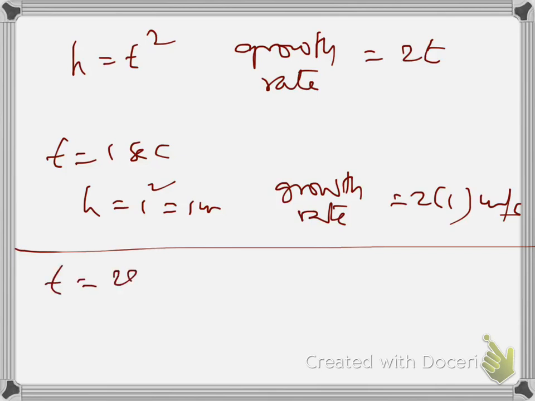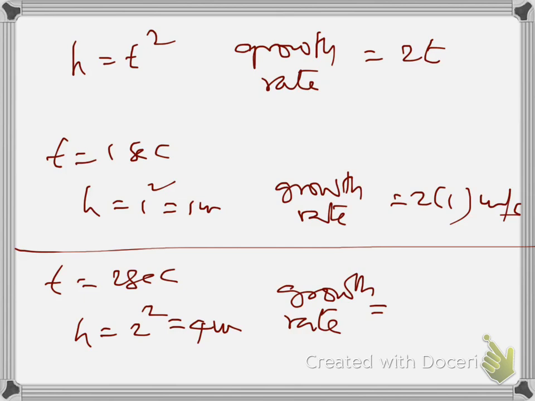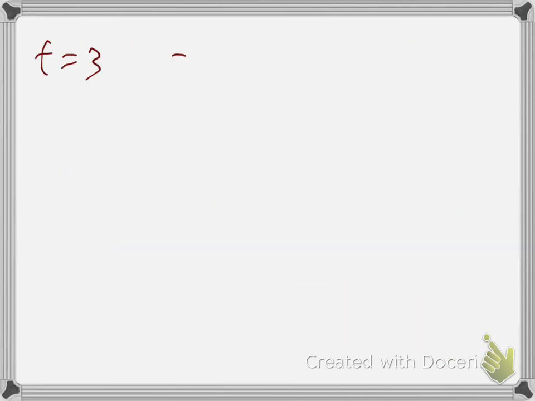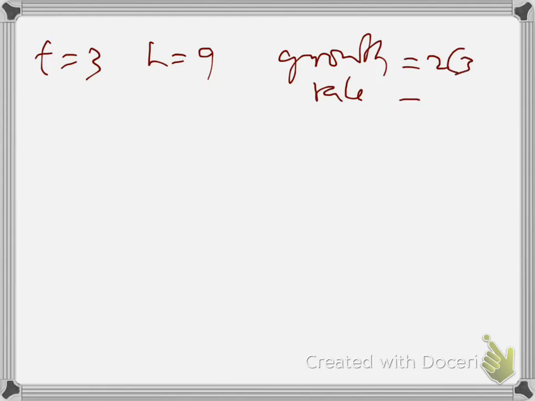At t equal to 2 seconds, height is 2 square, 4 meters. But growth rate, how fast is the head trying to rise up? What is the speed with which head is rising? That will be 2 into 2, 4 meters per second. Similarly, at t equal to 3 seconds, height is 9, but growth rate is 2t, 2 into 3, so 6 meters per second. So at 3 seconds, height of the baby is 9, but head was moving with a speed of 6 meters per second at that moment. Head was shooting upward with a speed of 6 meters per second. So now anytime you can calculate the growth rate.